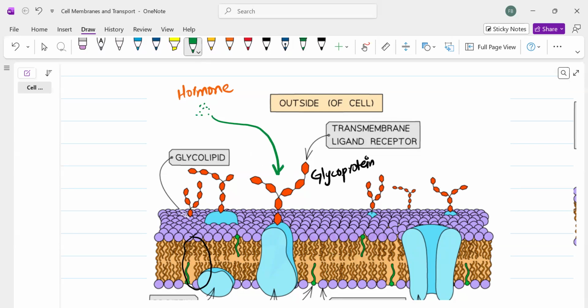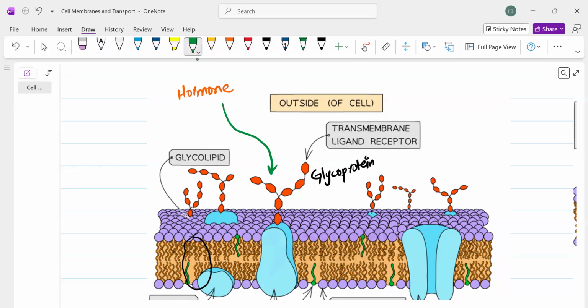This glycoprotein is a ligand receptor. It will accept the ligand only. It is specific for the ligand. Clear? This hormone cannot attach in any other position. It cannot directly attach to this. It may attach over here, but it cannot enter the cell. So these glycoproteins are transmembrane. Why is it transmembrane? Because it spans the membrane. And it is a ligand receptor because it is accepting or responding to the ligand.